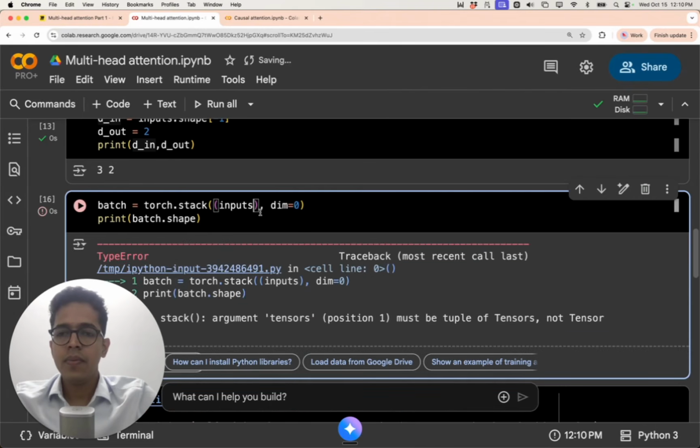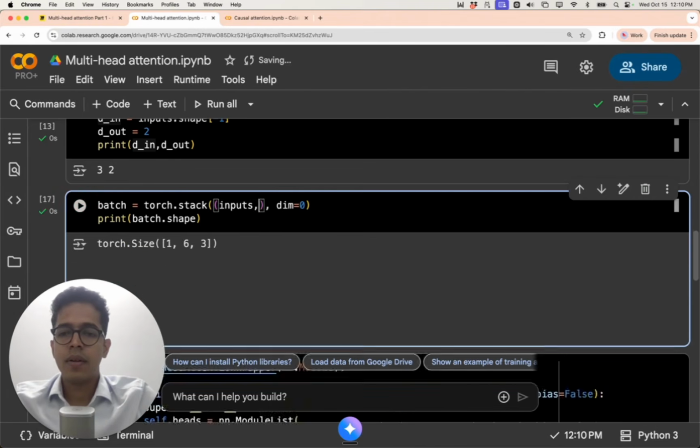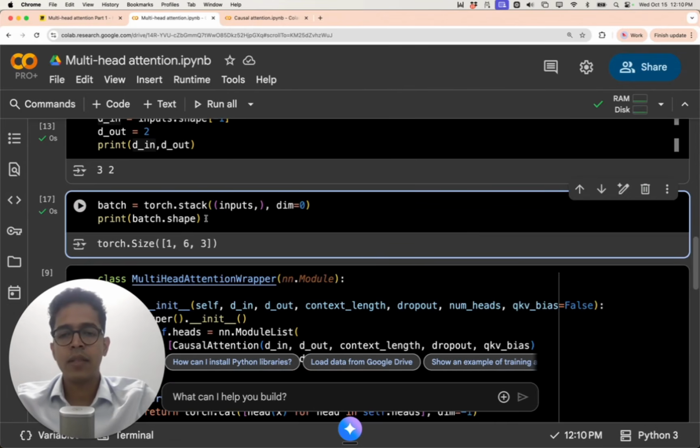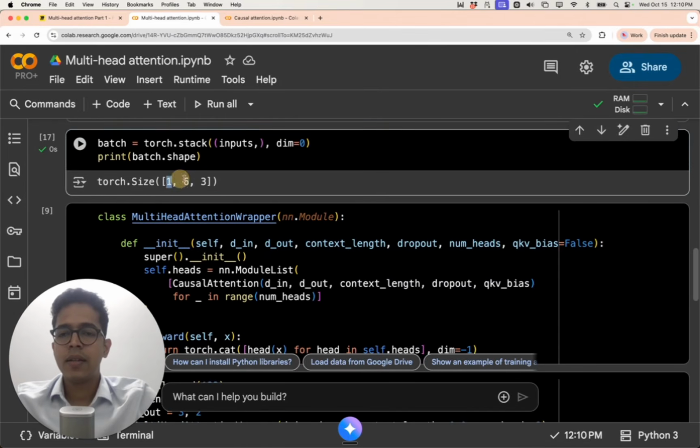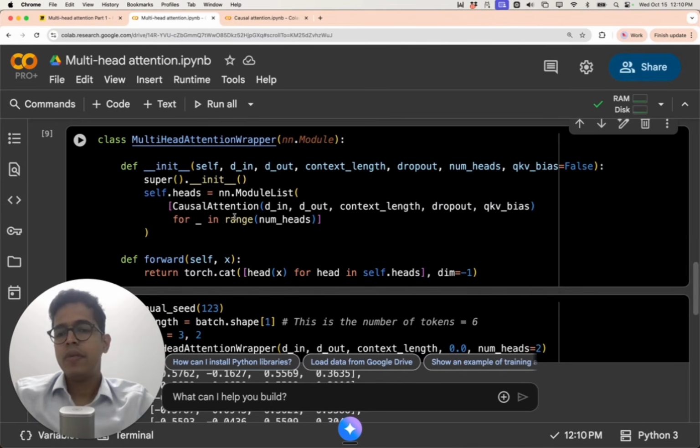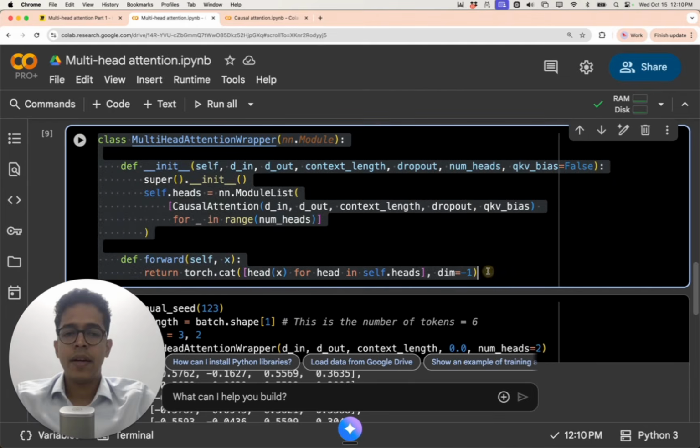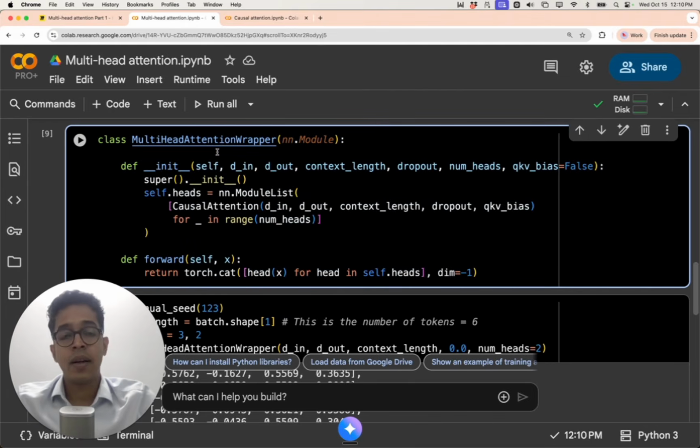Okay. So here we can actually go with one batch also, no problem. If we just have inputs followed by a comma, then it's just one batch. So one batch, 6 tokens, 3 as the dimensionality. Now what we do is we define this class. This is the new class that we are defining called MultiHeadAttentionWrapper. Basically, this is a wrapper around the previous causal attention class that we have defined. So into the causal attention, we are passing input dimension, output dimension, and context length. Context length is what? 6.